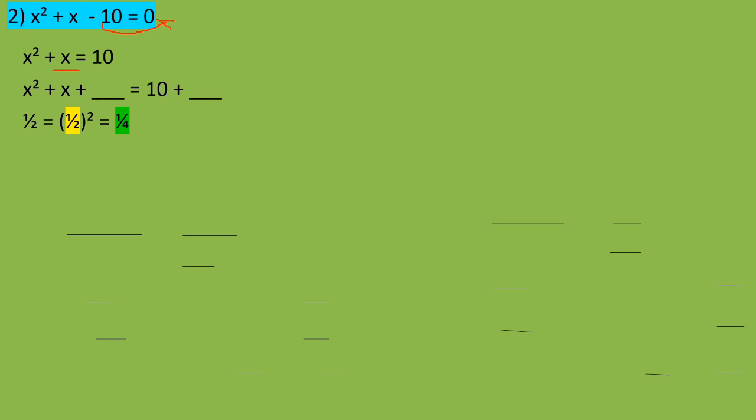Again, I use coding. Bakit? Kakailanganin natin pag mag-factor tayo. Next, i-add na natin si kulay green, which is 1/4. Yung sagot natin pagkatapos tayong mag-square. So, we have now x squared plus x plus 1/4. Kung ano ang dinagdag natin sa left side, yun din ang idadagdag natin sa right side para balance sila. Okay, so is equal to 10 plus 1/4.